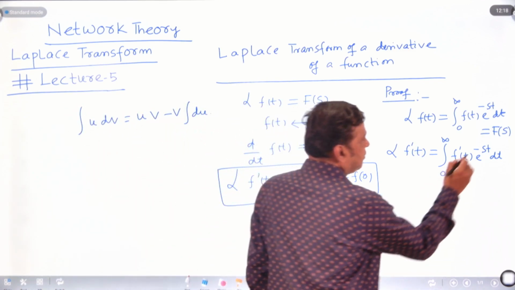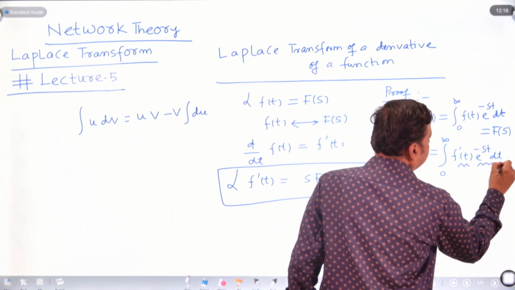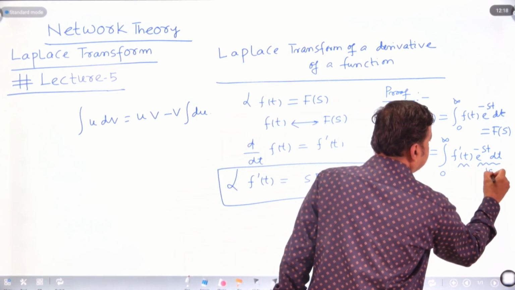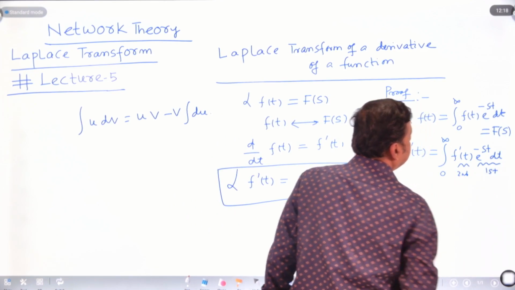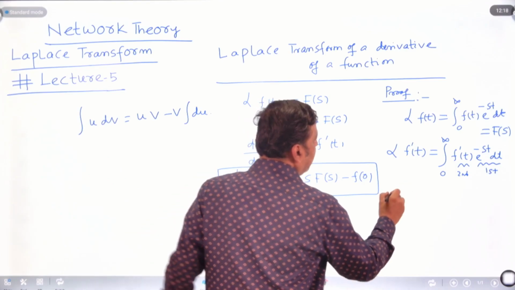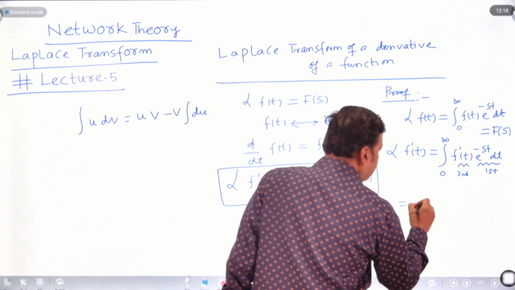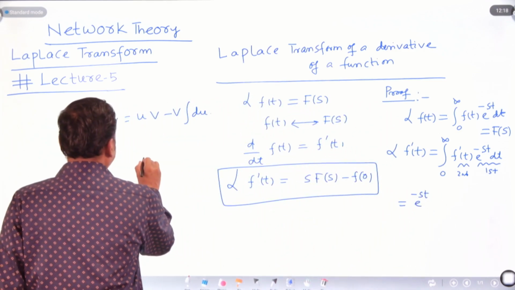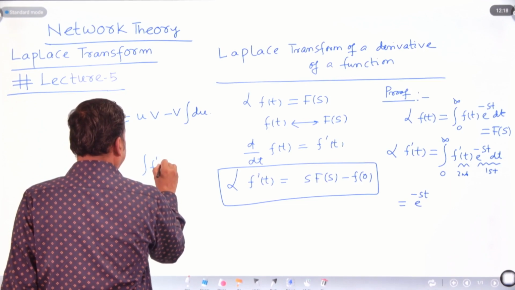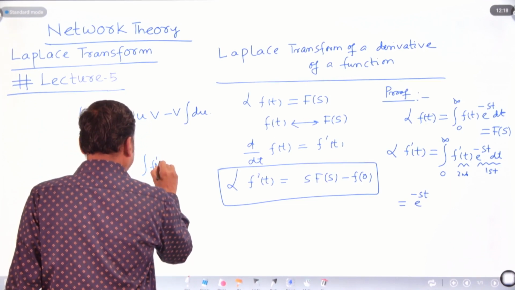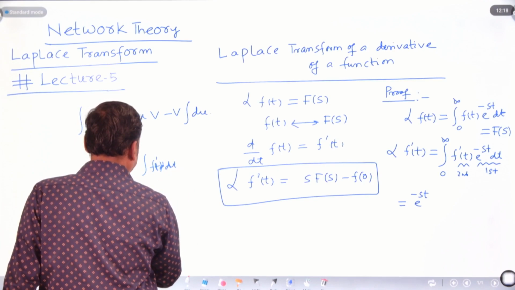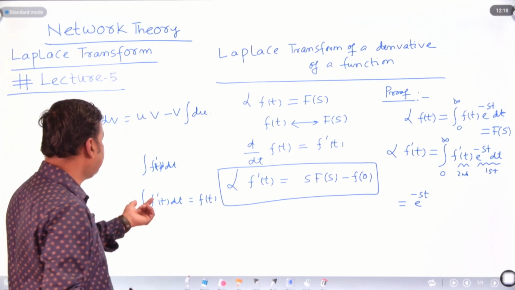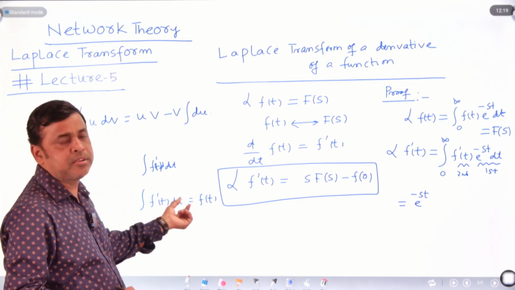Similarly, this is your first function and this is your second function. The first function is u, that is e to the power minus st, and u into v, where the second function is f dash t. What is the integration of f dash t dt? If you differentiate, the integration cancels, so the integration of f dash t dt is nothing but f of t.